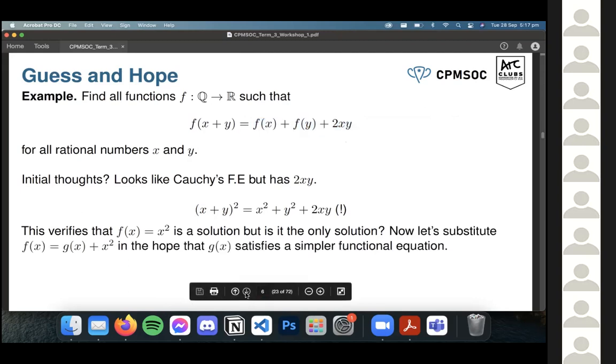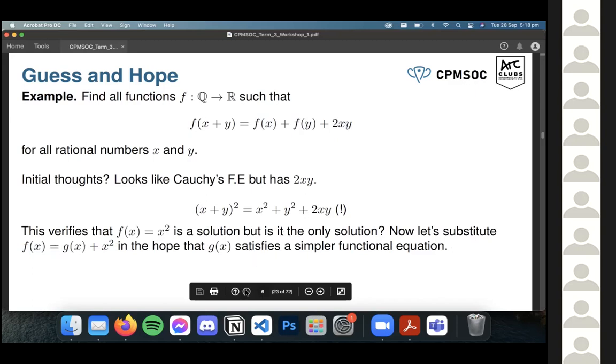comes next. So now that we know that f of x equals x squared is a solution, we can try sub in f of x equals g of x plus x squared. And as you can see from the slide title, all we're doing here is just guessing something and hoping that's going to be correct. But this also reminds me of when you're solving second order differential equations, right? So you always have a particular solution, which in this case would be x squared, but you also have your homogeneous solution. It's sort of like that.